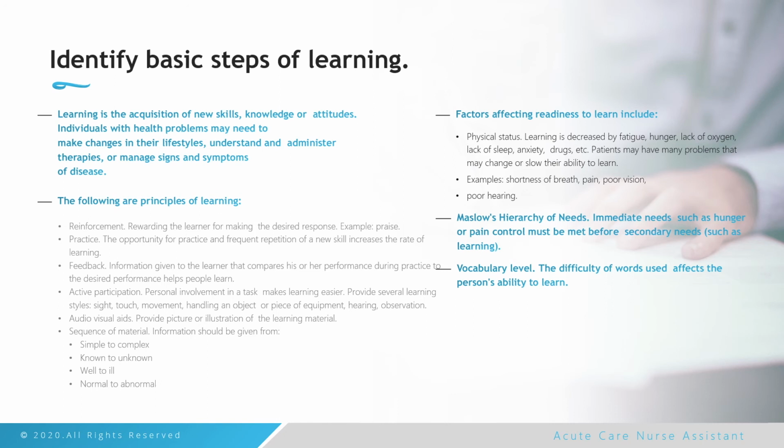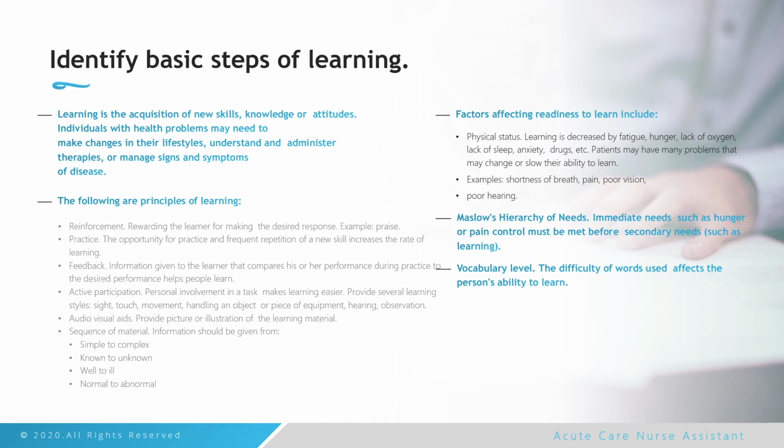Feedback: information given to the learner that compares his or her performance during practice to the desired performance helps people to learn. Active participation: personal involvement in a task makes learning easier. Provide several learning styles: sight, touch, movement, hand and object or piece of equipment, hearing or observation, audio-visual aids. Provide picture or illustration of the learning material. Sequence of material: information should be given from simple to complex, known to unknown, well to ill, normal to abnormal.